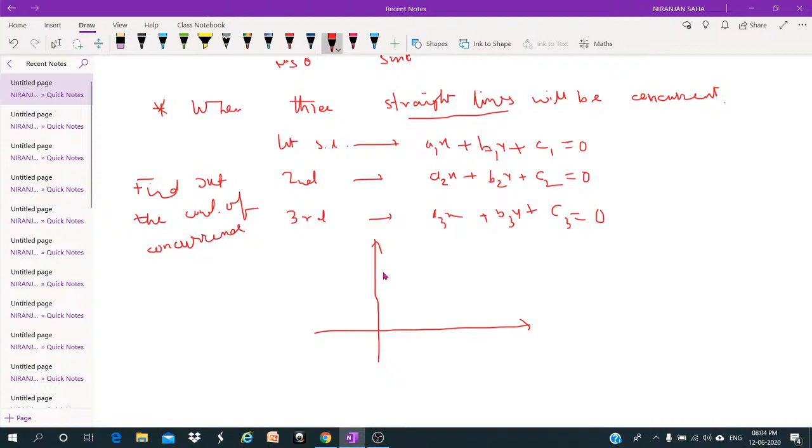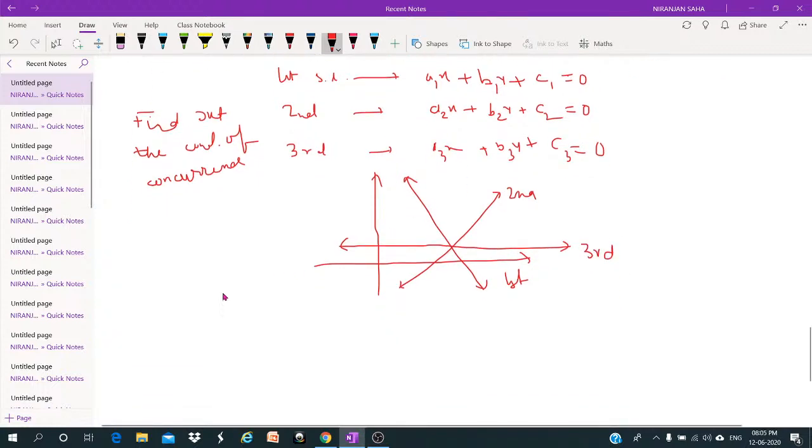It looks like in this way. If this is a straight line, this is the first straight line, and if this is the second straight line, parallel of course, then the third straight line also passes through this intersecting point. This is the third straight line. So there must be a condition.